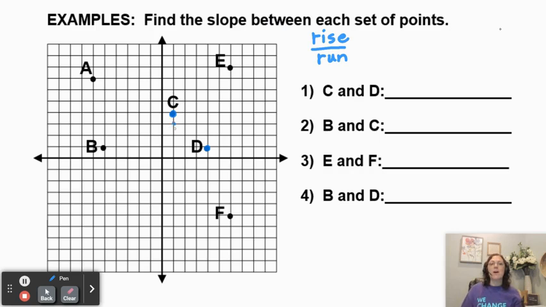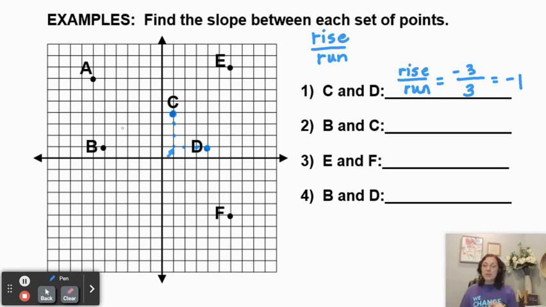So let's count. 1, 2, 3. So my rise from C to D is -3. Now let's run, and we're running to the right, which is always positive. So from here, let's run to the right. 1, 2, 3. So we'll have a +3 as our run. And now you can divide. -3 divided by 3 gives us -1. Okay, pretty simple, but let's keep doing a couple of examples.